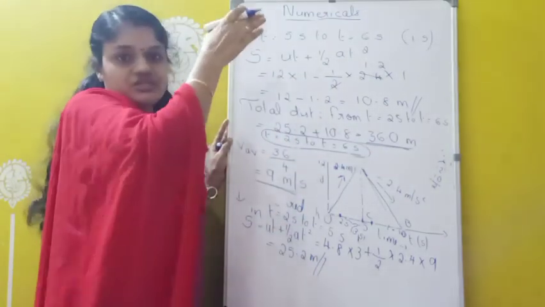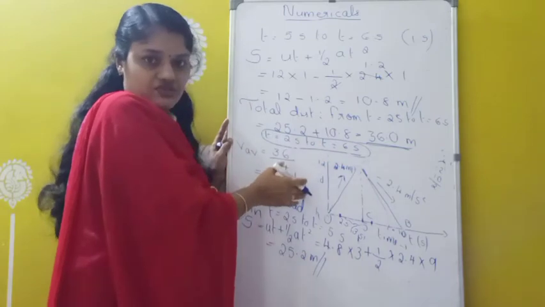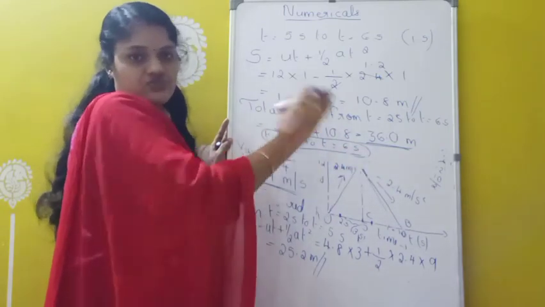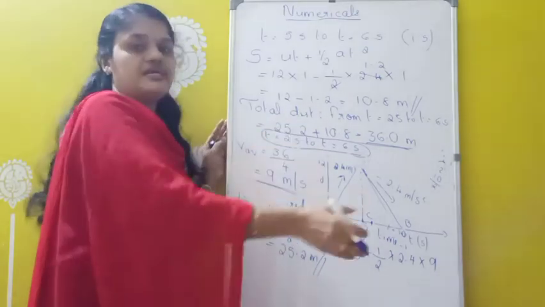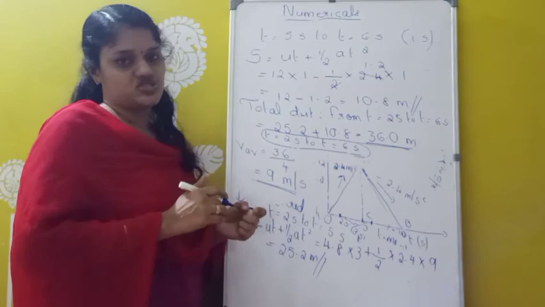So here we have to divide this time interval, and for the upward journey we have to find the distance covered, as well as for the downward journey we have to find the distance covered, then find the total distance, and then find the average velocity. The formula is total distance by total time.